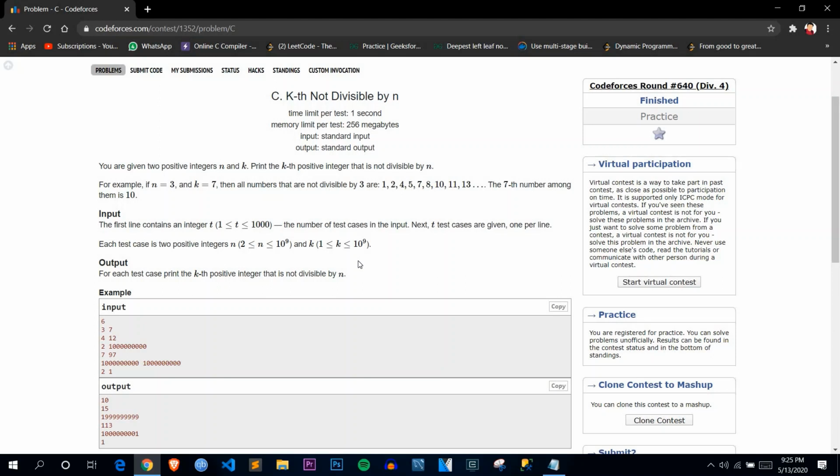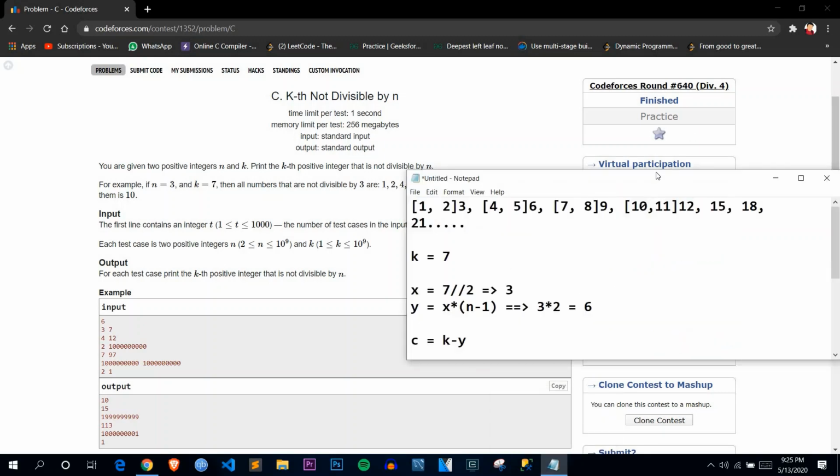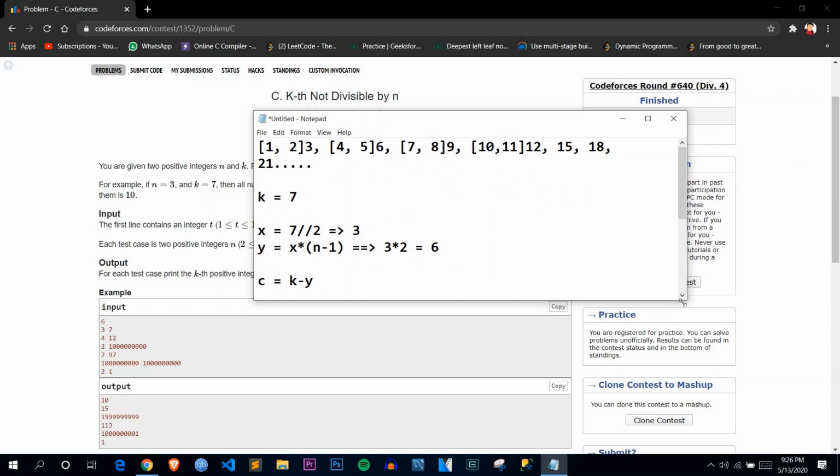One solution could be of order log n, that could be binary search. And why binary search? Because the series of non-divisible by n terms will always be increasing and sorted in order, so we can do binary search here. But the solution I'm going to show you is order of one time, like we will get constant time access. So let's see how we can do that. Let me pull up my notepad and explain.